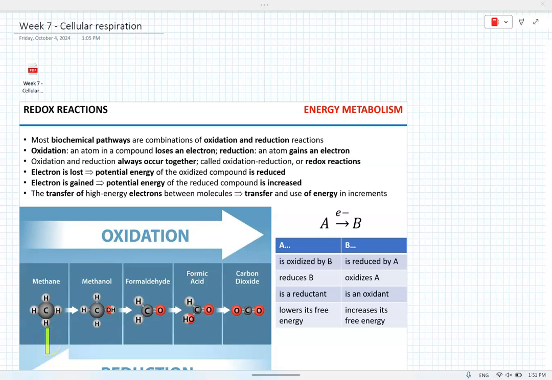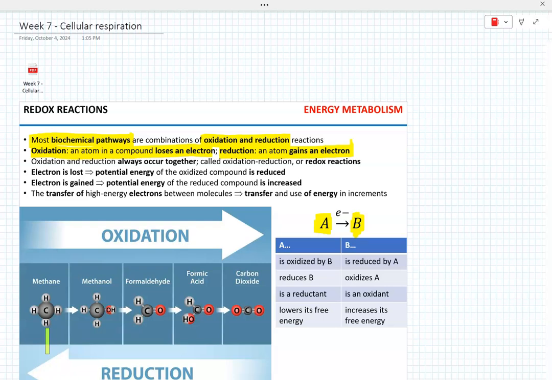In today's lecture, we're going to discuss the process of cellular respiration and fermentation. If you look at most biochemical pathways, they include multiple reactions of oxidation and reduction. Oxidation is a process in which an atom in some kind of compound loses an electron, and reduction is the process in which an atom in a compound gains an electron.